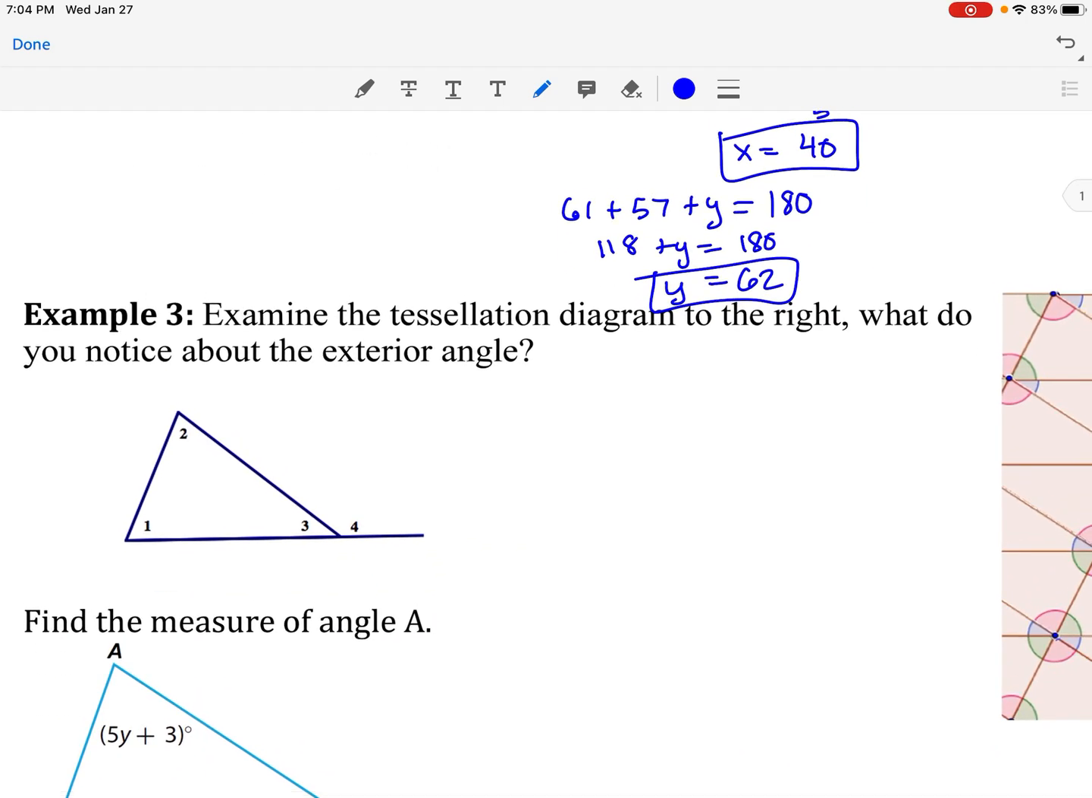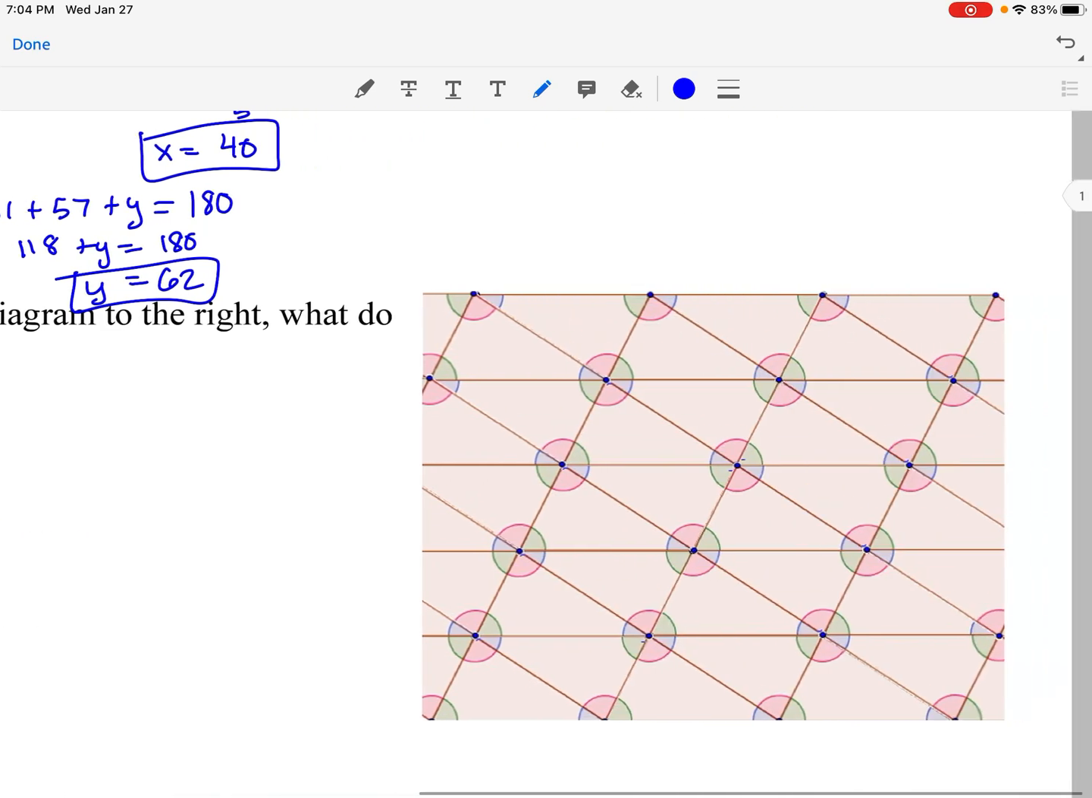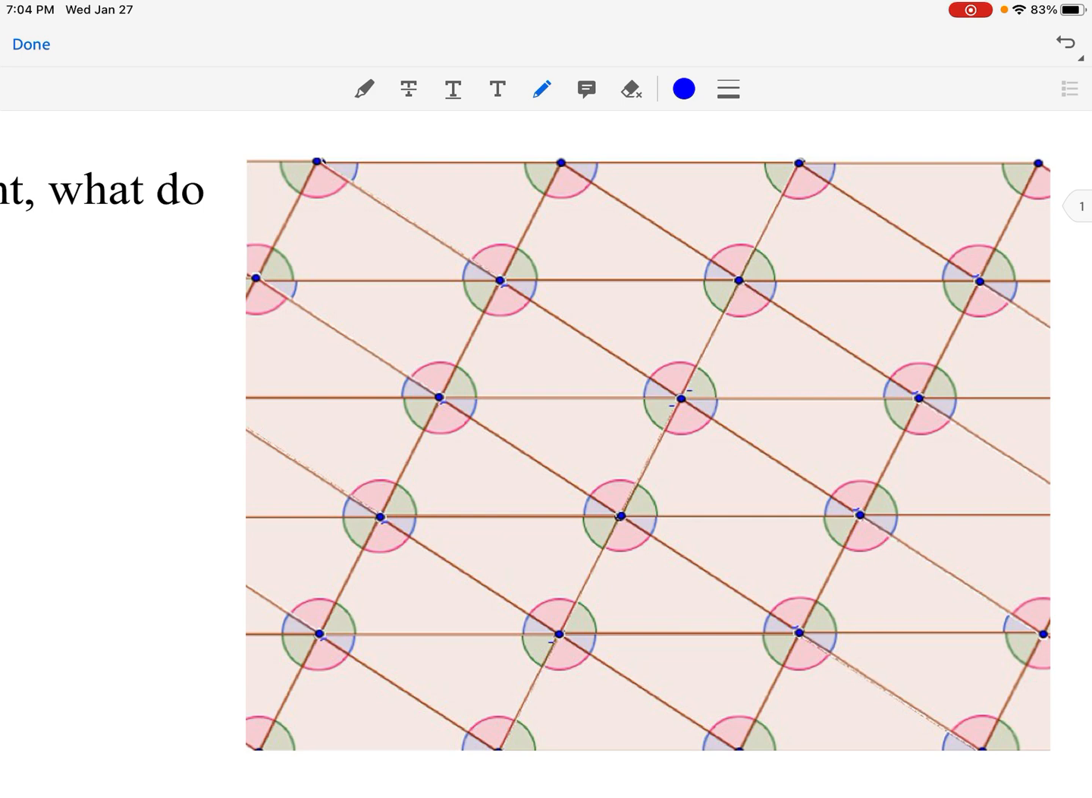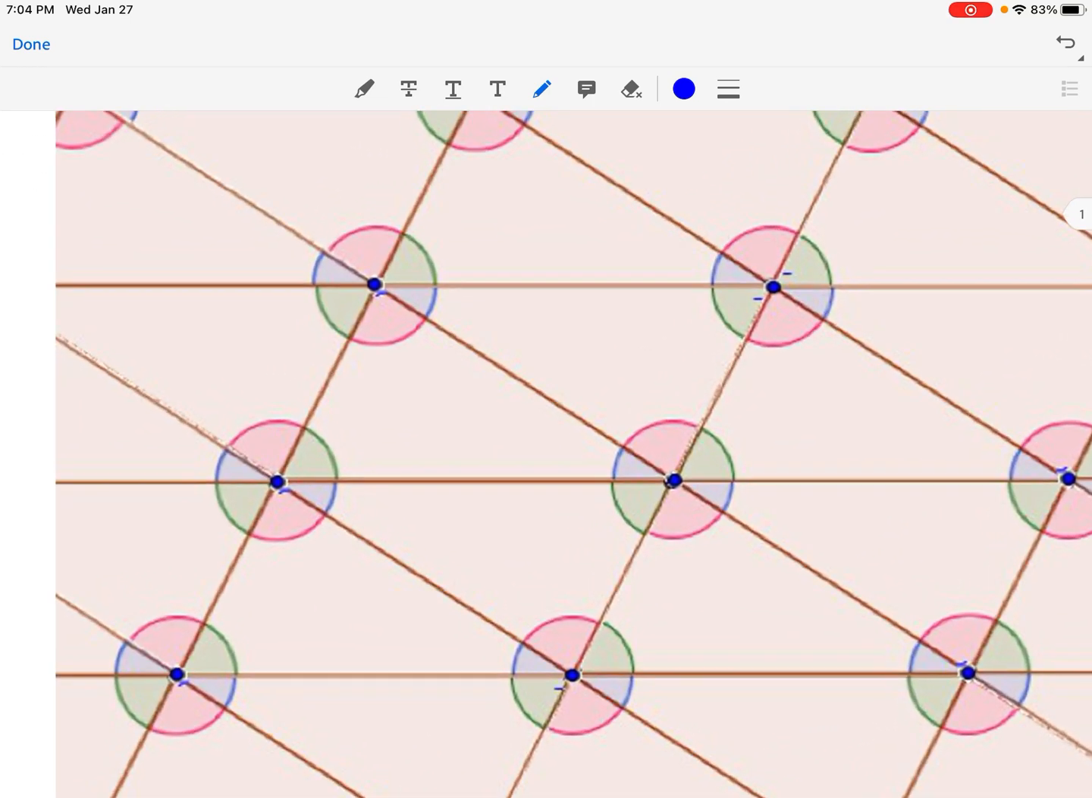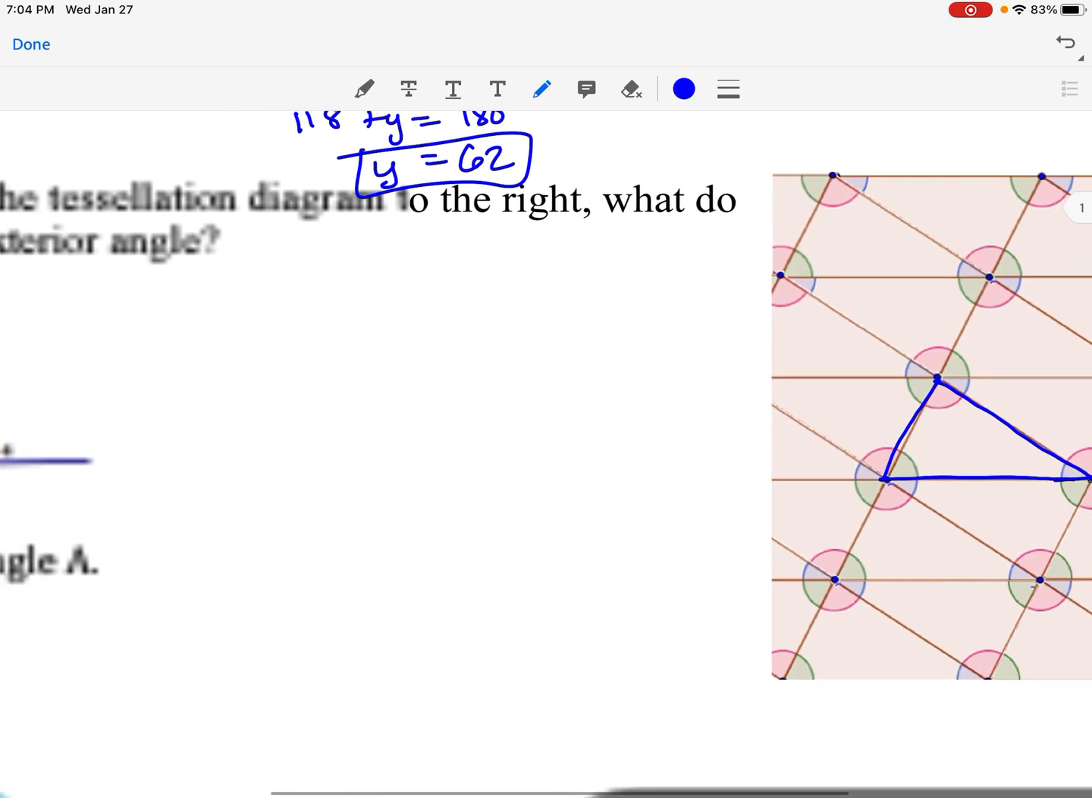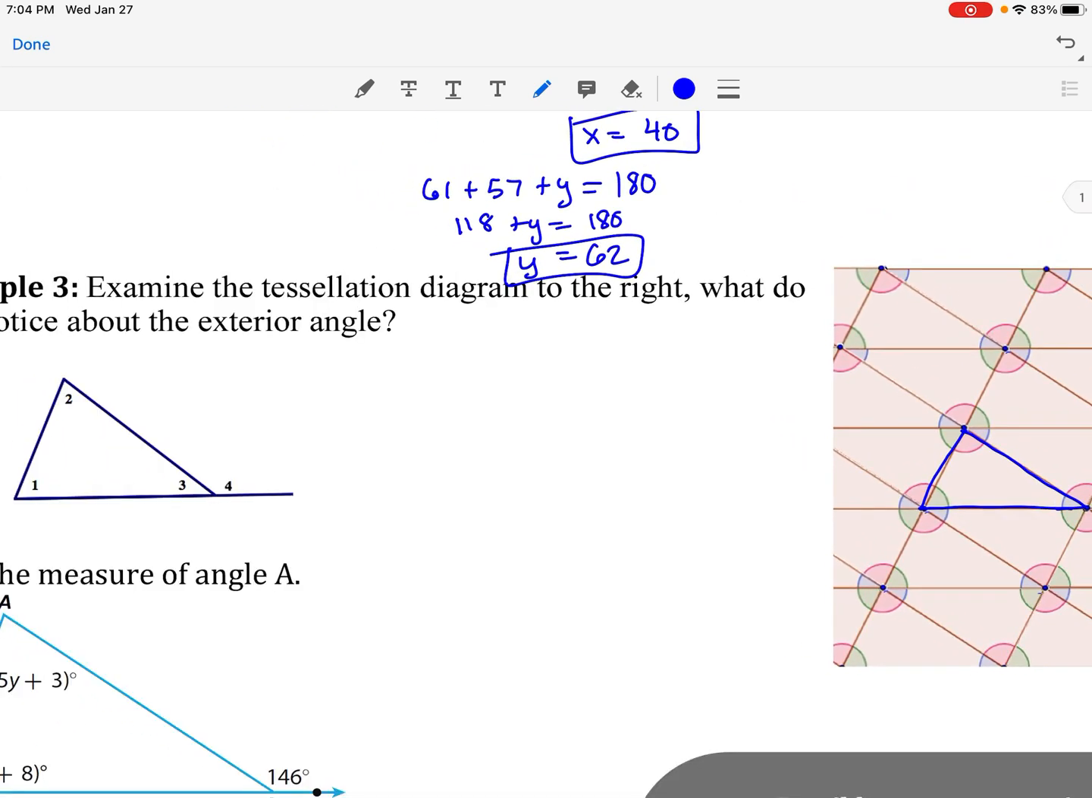Okay, so example 3, we're now going to be focusing on what's called the exterior angle. So angle 4 here in this picture is our exterior angle. So looking at this diagram on the right, sorry, this has the same triangle repeated over and over and over and over. It's called a tessellation. So this same triangle, so if I look at this triangle right here, outlined, here to here to here, and compare it to our picture here on the left, so that looks very similar to that.